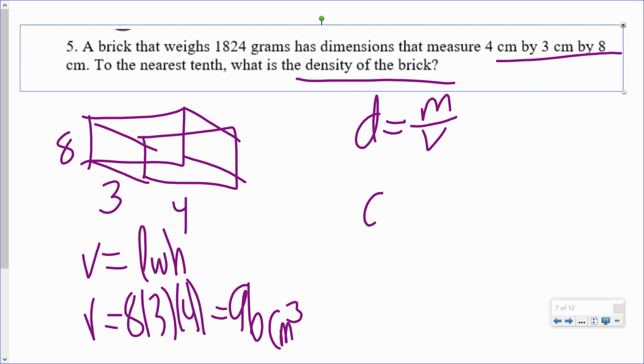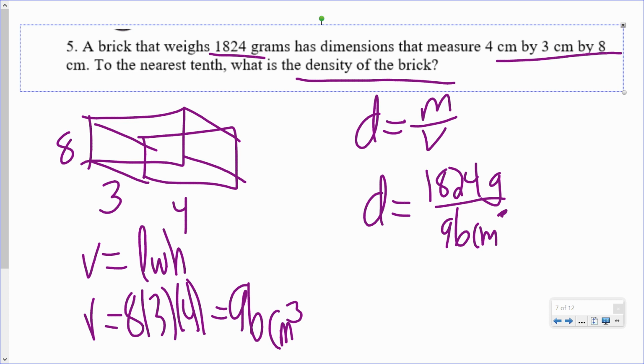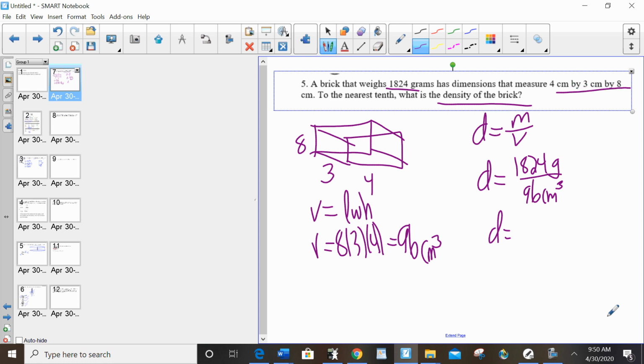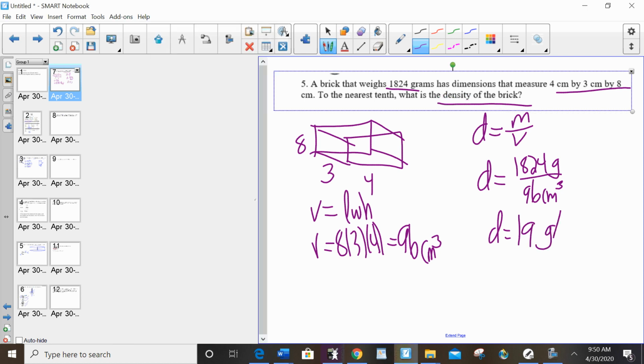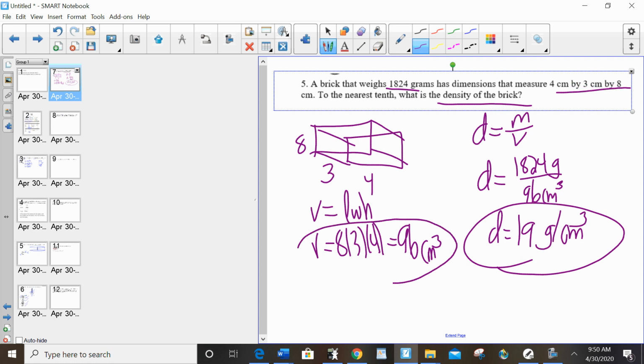Now that I have volume, density is mass over volume. Well, it says the mass is 1,824 grams. The volume, I found to be 96 cubic centimeters. So now I can just go to my calculator and divide 1824 divided by 96, and I get 19 grams per cubic centimeter. Density is mass over volume. Calculate the volume. Once I have the volume, I substitute into the density formula.